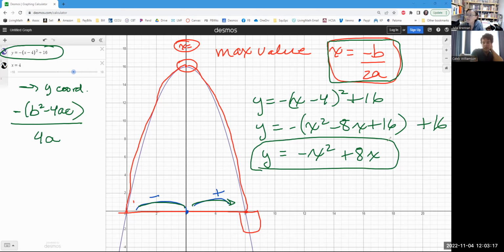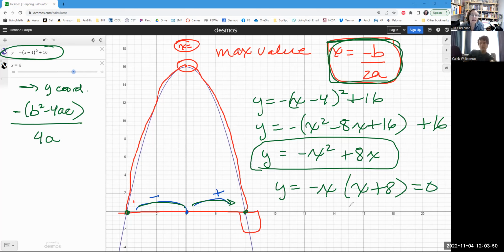Would you want to keep factoring that? I don't, I want to get my A and my B. So I don't want factored form for this. If I did, notice I'd get my zeros. y is equal to negative x times x plus 8. And what are my zeros? 0 and 8, right? If I set this equal to 0, what values will make it true? My 0 and my 8.